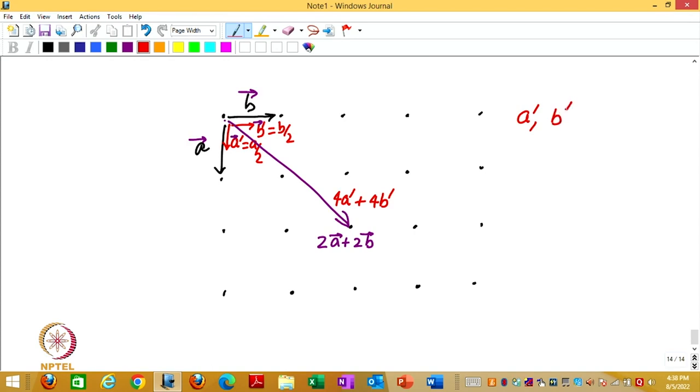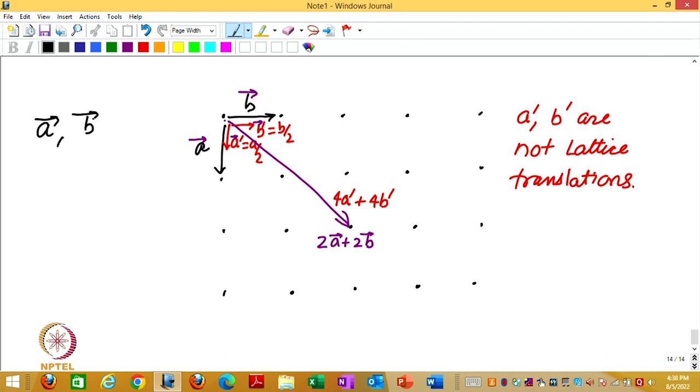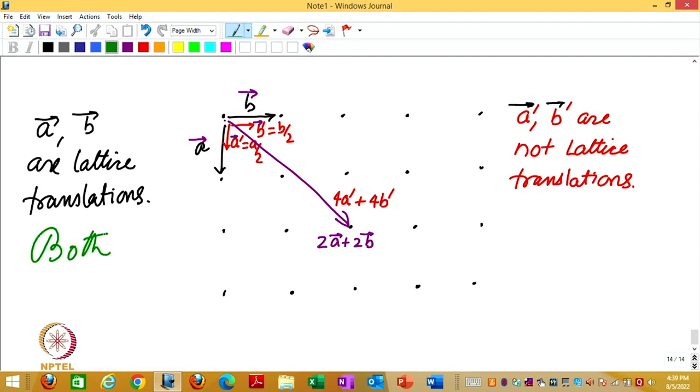So, A prime, B prime are not lattice translations, whereas A and B are lattice translations. So, in terms of a basis for vector space, both are basis, because both can represent any vector in the space.